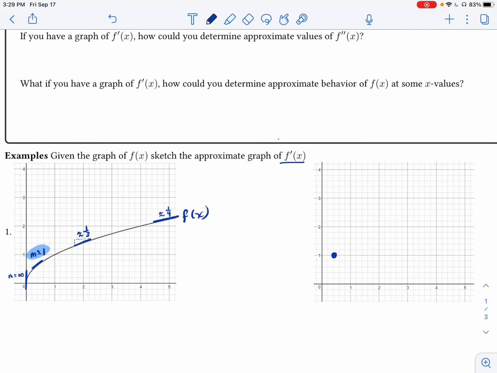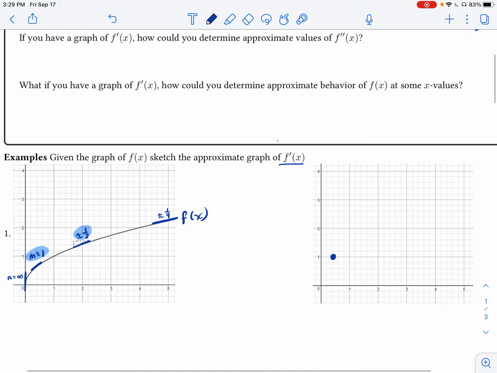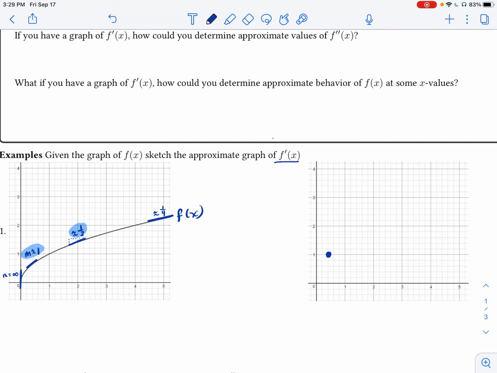When x was equal to 2, we said that our slope was about 1/3, which means on this graph at 2, I'm going to have a y value of about 1/3, which should be right around there. And then as x increases, let's say towards 5, it looks like we have something right around 0.25, which should be right around there. And we also said that as x gets closer and closer to 0, the slope of that tangent line appears to be going towards infinity.